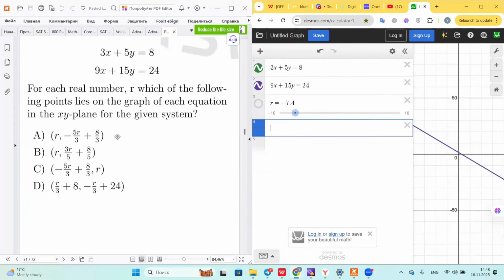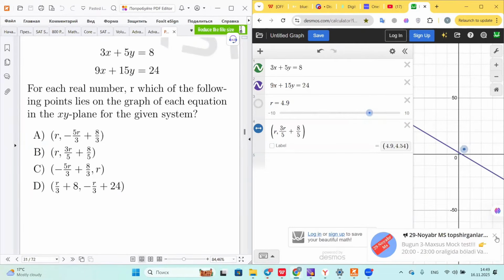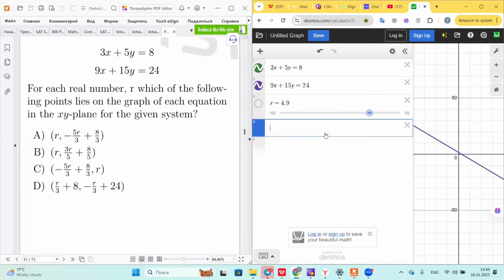And now we should enter, let's say, option B. It is R and 3R divided by 5 plus 8 divided by 5. You can change it, but not for all values does it lie on the line. That's why you can ignore this option as well. Let's check the last option.